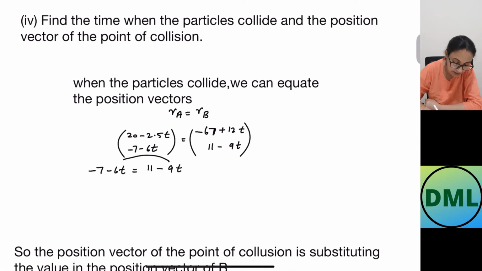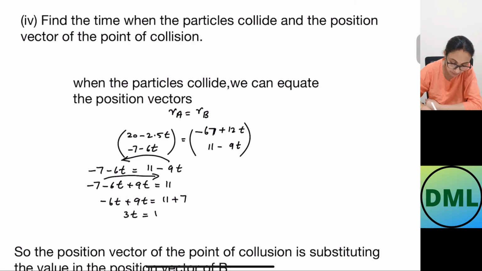Now move this minus 9t to the left hand side. So it will be minus 7 minus 6t plus 9t is equal to 11. Now move this 7 to the right hand side. That will be minus 6t plus 9t is equal to 11 plus 7. So minus 6t plus 9t is 3t, which is equal to 18. So t is equal to 18 over 3. If you cancel, it will be 6 here. This gives you t is equal to 6 hours.